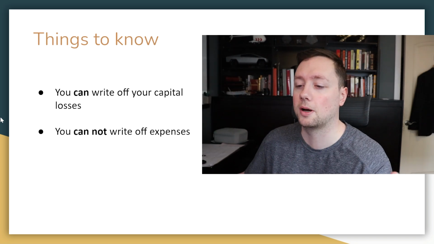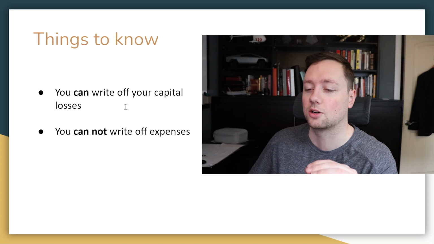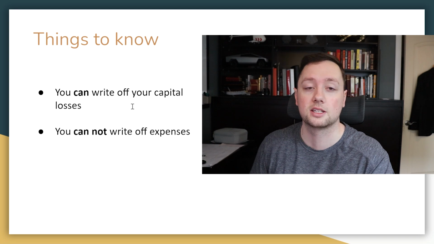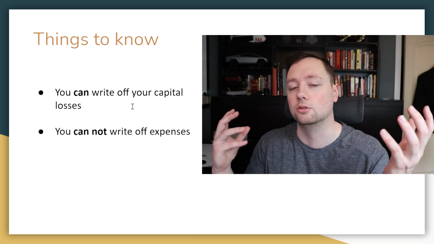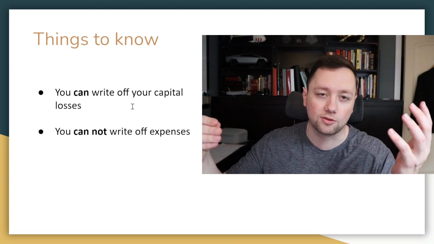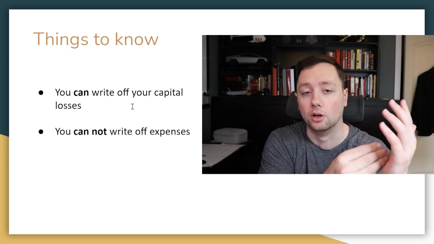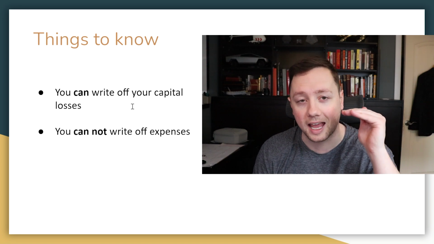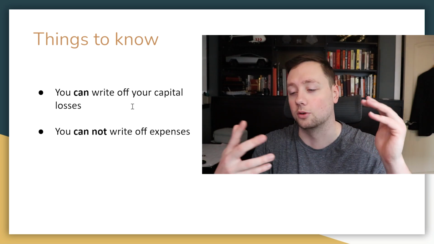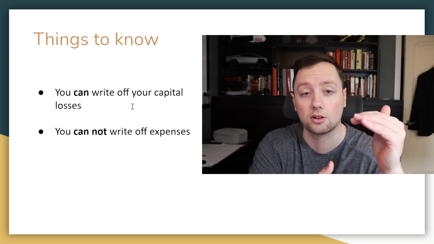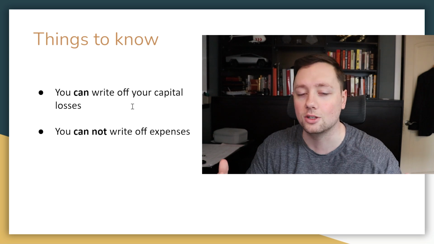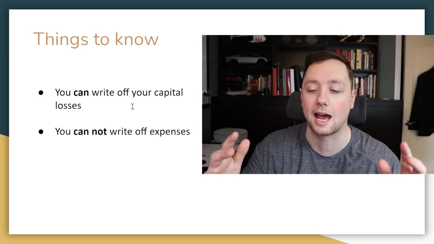Now, a couple things to know about capital gains is that number one, you can write off your capital losses. So let's say you make $100 on Apple and you lose $20 on Microsoft. You can deduct that $20 from your $100 on Apple, reduce your capital gains to $80, and then you'll only have to pay tax on that $80. With capital gains, you'd pay tax on $40 of that. So really nice. You can write off your losses when you file your profits as capital gains.